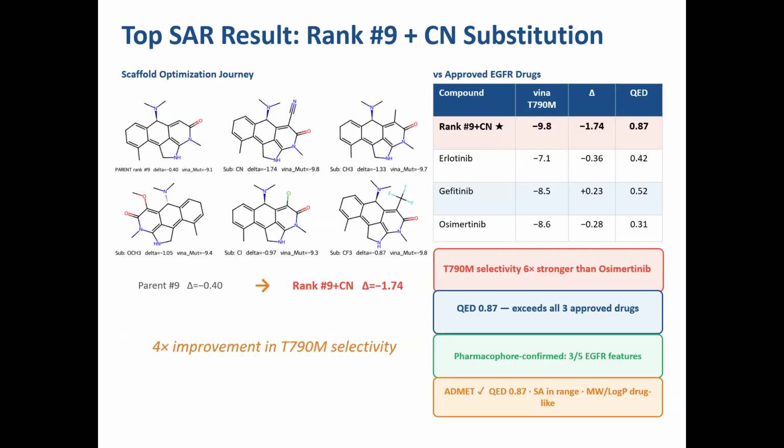QED 0.87 is also higher than all 3 approved drugs. Molecular weight is 322, smaller than all of them, leaving considerable room for further structural optimization. And unlike Osimertinib, no covalent warhead means lower off-target risk.